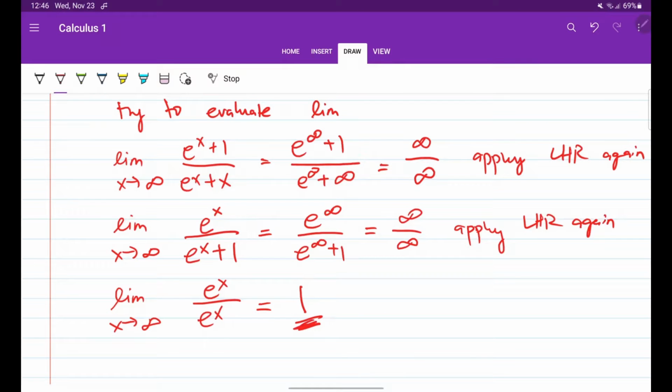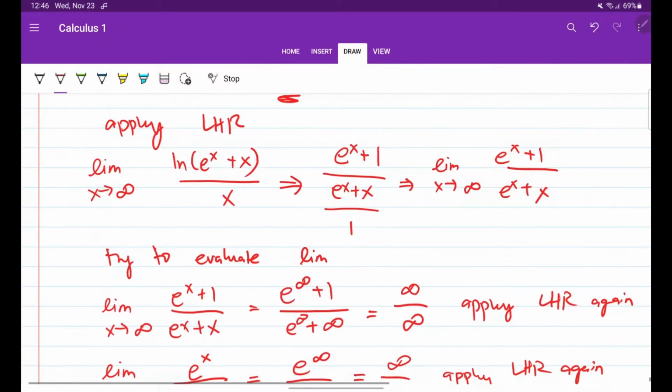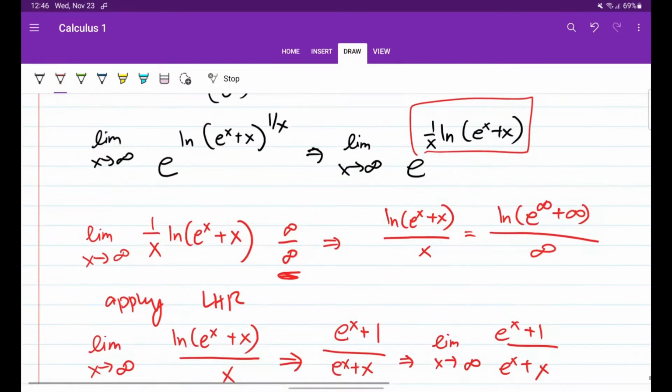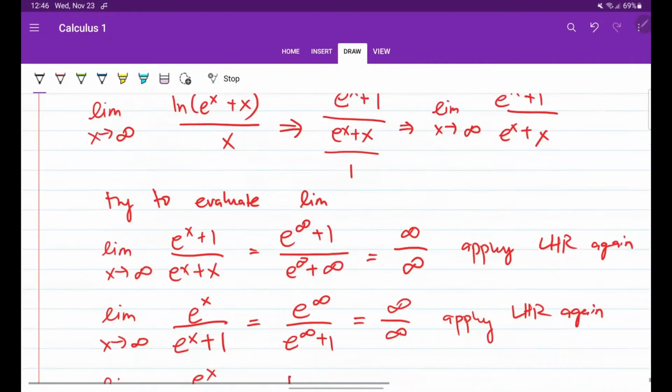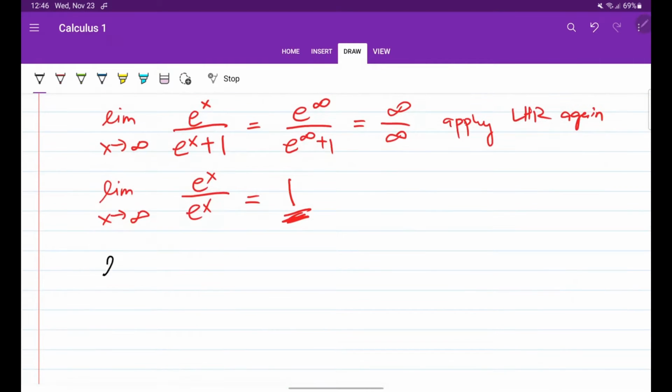So now it is equal to 1. Remember, that 1 is just the exponent. It is only that part. So when we evaluate, this is e to the 1. That is our answer. Let's write it formally: the limit as x approaches infinity of (e^x + x)^(1/x) is just equal to e.